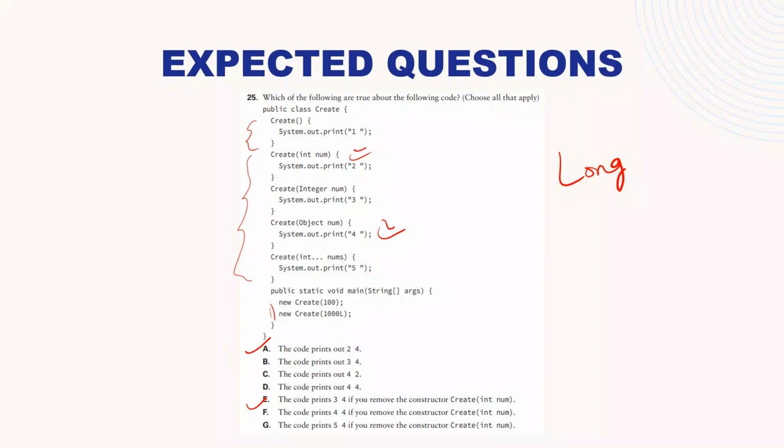Now why E is correct? Code prints 3 and 4. If you remove the constructor with int num, now if you remove this specific constructor, so for 2 the next specific constructor is Integer, so 3 and 4 will get called, right? I hope that is clear, guys.